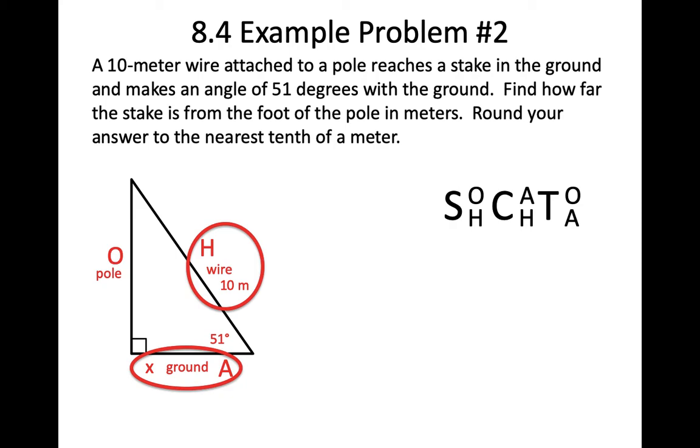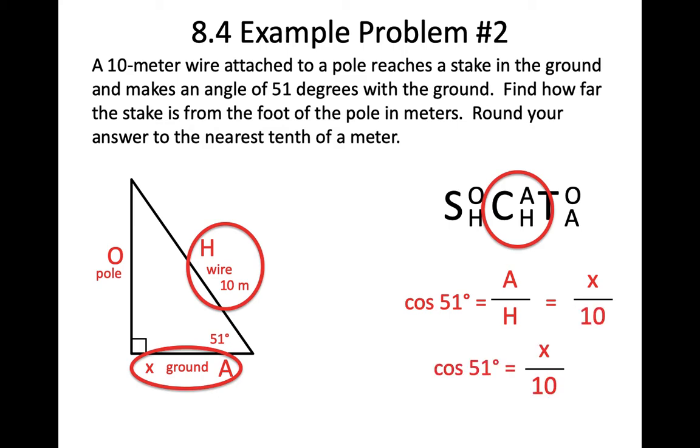So if I have A and H, then using SOHCAHTOA, I'm going to use cosine. So the cosine of 51 degrees, that angle there, is equal, like all cosines, to my adjacent over my hypotenuse, which in this case equals x over 10.